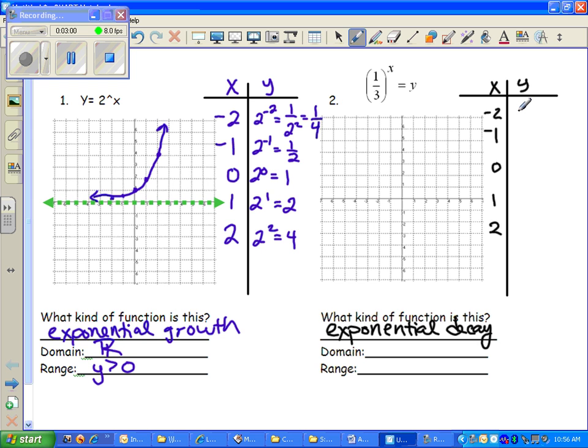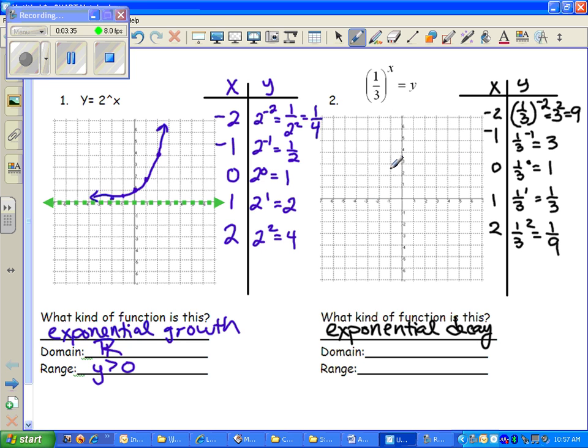So plugging this in, 1/3 to the power of -2 means that you really have 3 squared, which is 9. 1/3 to the -1 is 3. 1/3 to the 0 power is 1. 1/3 to the power of 1 is 1/3. 1/3 squared is 1/9. So here -2 is at 9, which is off the chart.